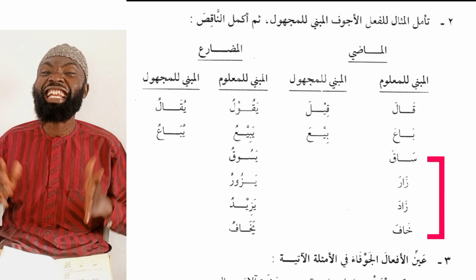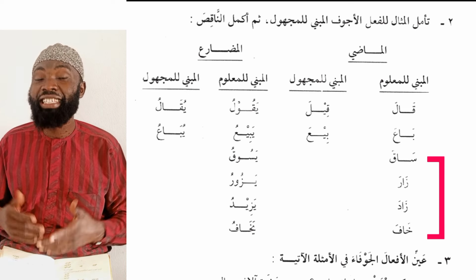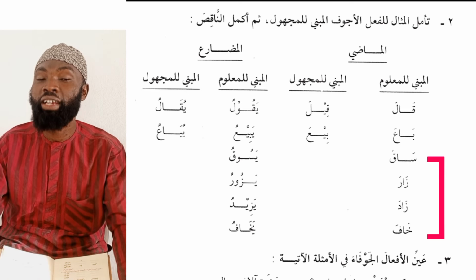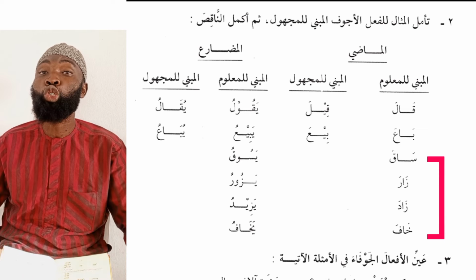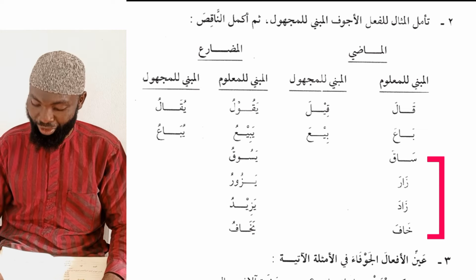The next word is zada. Zada means he increased. It will be zida. The next is yazidu, he is increasing. Yazidu fil khair, he is increasing in good. I will say yuzadul khair. Good is being increased. MashaAllah.